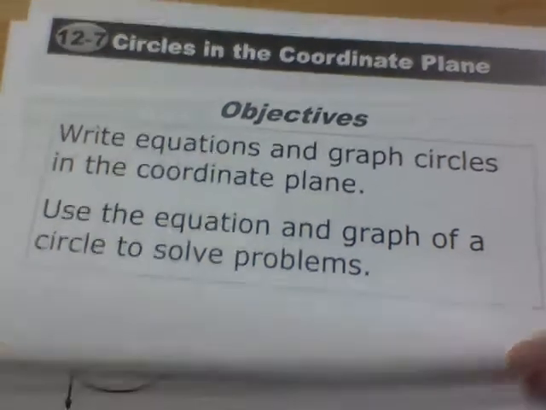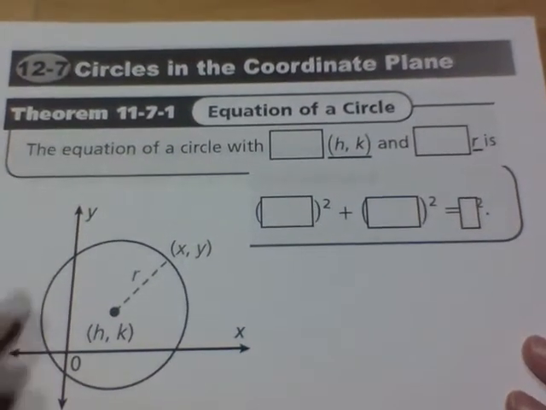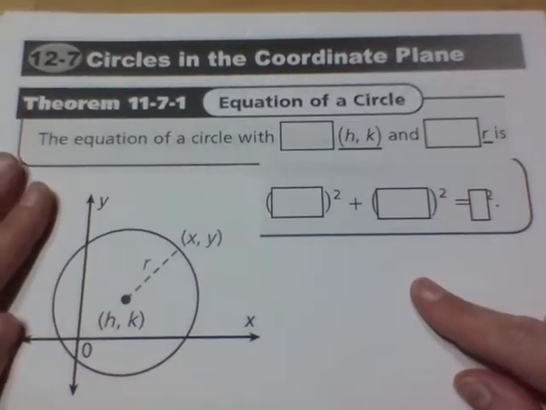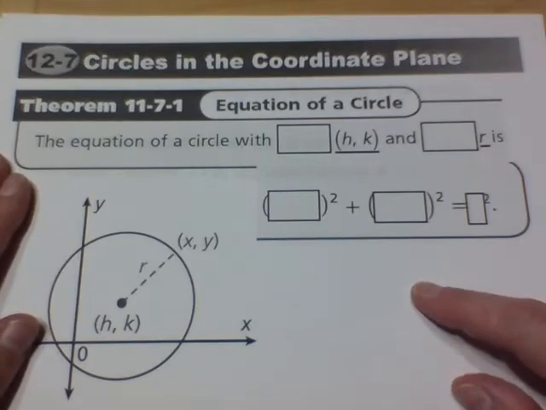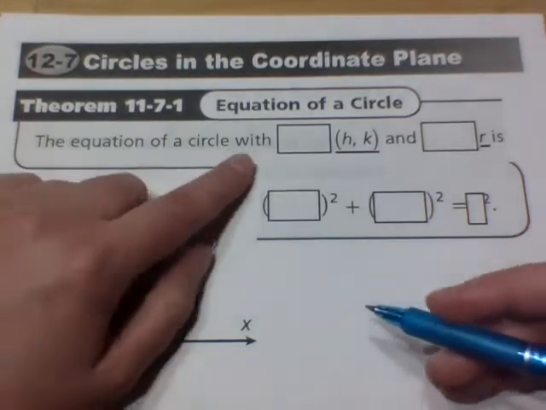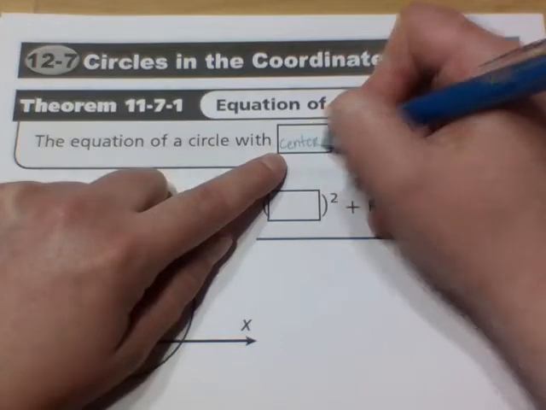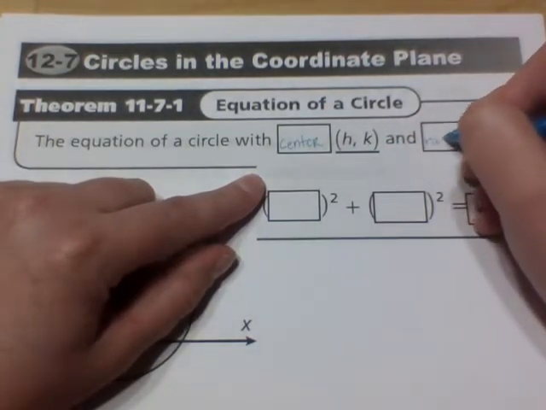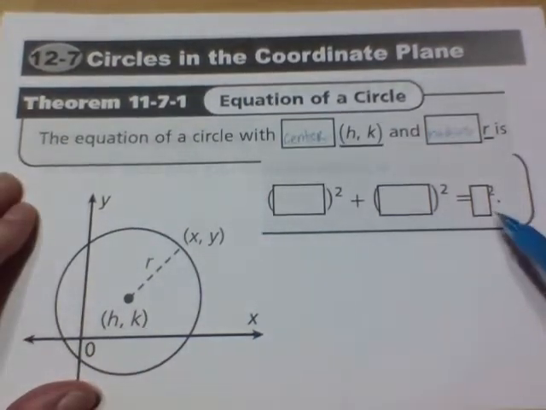So here we go. The first theorem and the only theorem of this section is the equation of a circle. This actually comes up basically on every standardized and placement test. So definitely something we're going to want to remember. The equation of a circle with a center at (h, k) and a radius of r is given by the following formula.